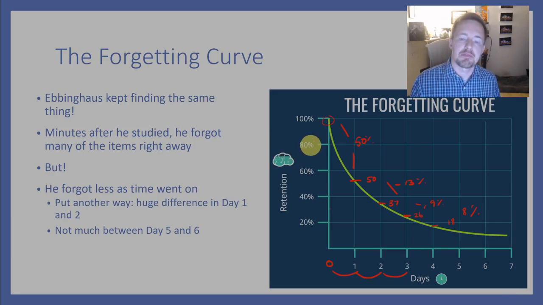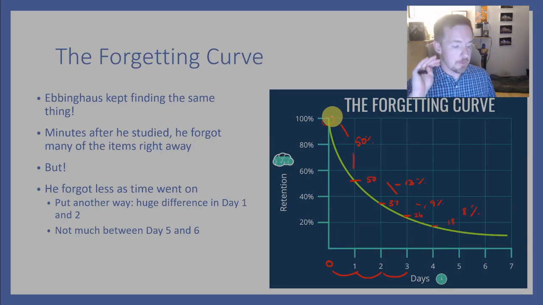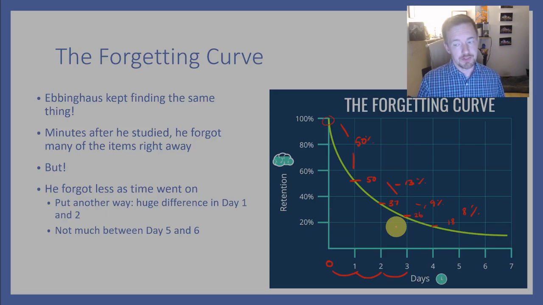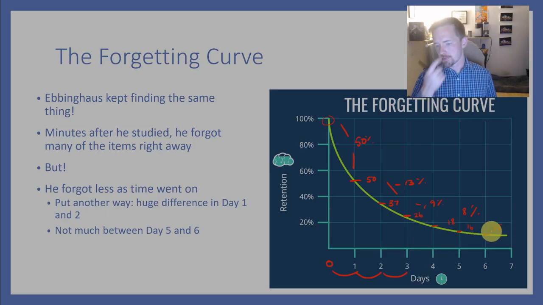The bad news is that whatever we study, we can bet we're going to forget a lot of it, right? We can count on our memories to fail us. But the good news is that once you make it past these first couple of days, whatever you then remember, you stand a good likelihood of remembering the next day and in the subsequent days. If you're looking at day four to day five, we're really only changing from about 18% to about 16%. And then from day five to day six, about 16% to about 15% or so.